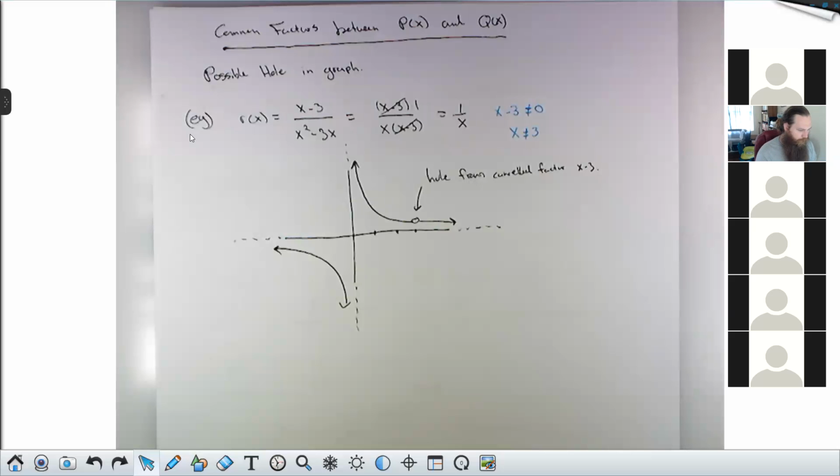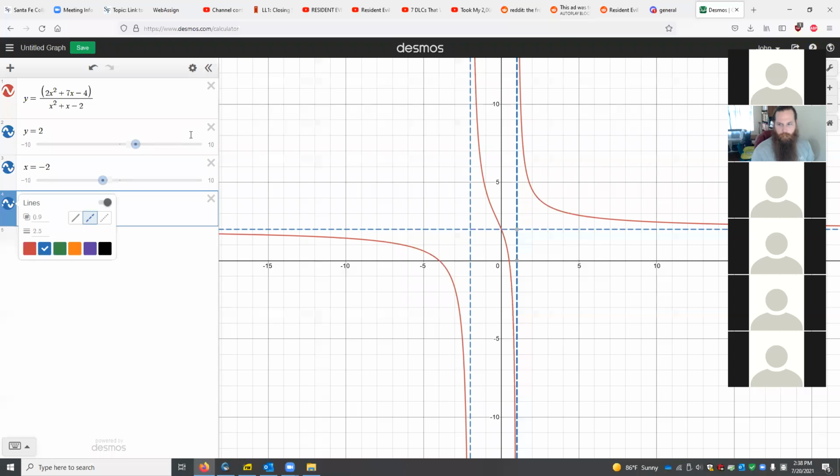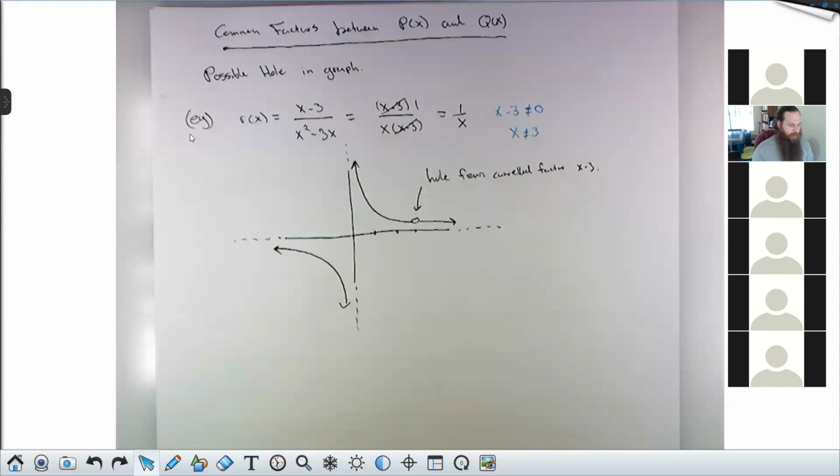Is there anything else we want to talk about? I think that's it, lads and ladies. I think that is all of section 3.6. So where are we at with time? 2:38. We got about 12 minutes left.